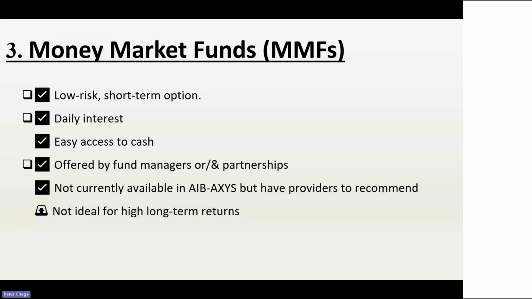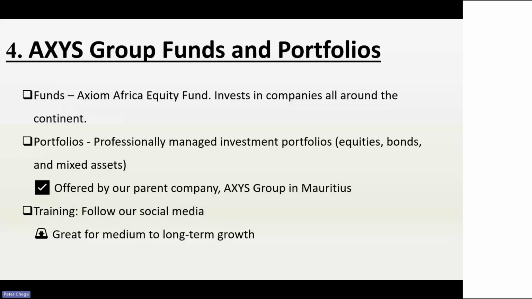So the next product is Access Group Funds and Portfolios. This is our parent company in Mauritius. They offer funds. One of them is Axiom Africa Equity Fund. It invests in companies all over Africa. Then they also have portfolios which are professionally managed by investment managers. This could be in equities, bonds, and mixed assets. As I said, it's offered by the company that owns AIB-AXYS. It's called Access Group. We'll be having training for these.